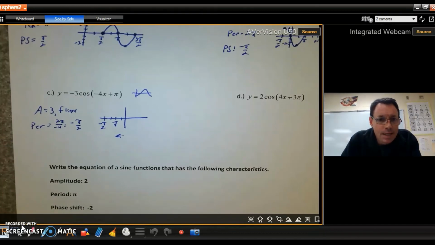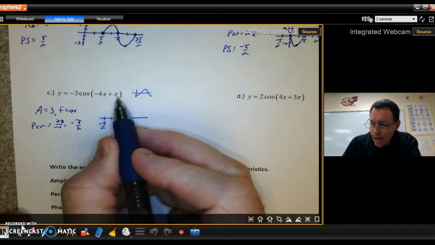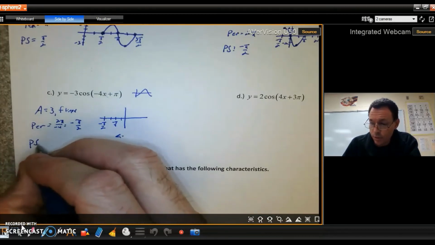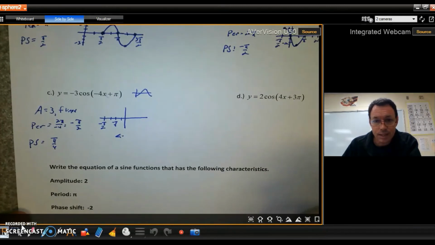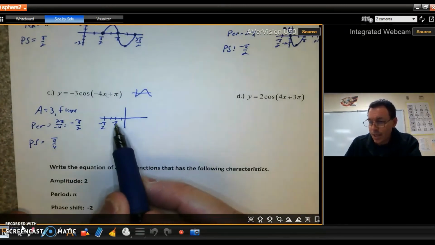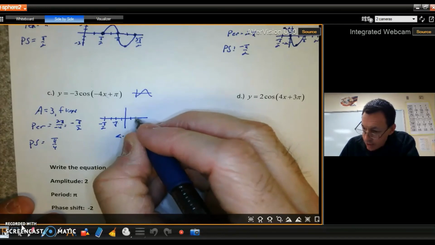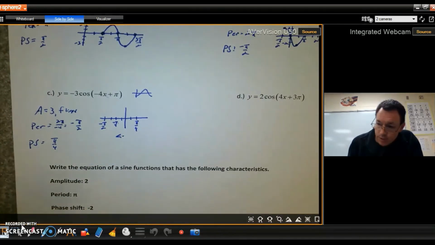All right. Now, it's got a phase shift as well. So let's take a look at that. Remember, it's the opposite of this divided by this. So negative pi over negative 4. So that's going to be pi over 4. So our phase shift is positive pi over 4. So let's figure out what the heck that means as far as our x-axis goes. Here's negative pi over 4. It's 2 increments to the left. So I just need to go 2 increments to the right, and that's pi over 4. So that's where this graph's going to start.